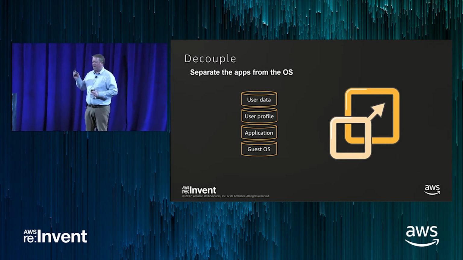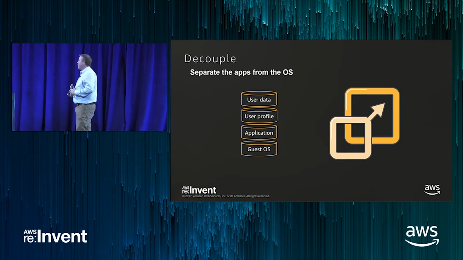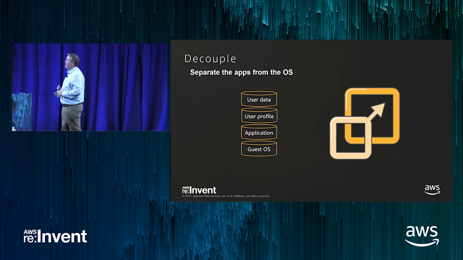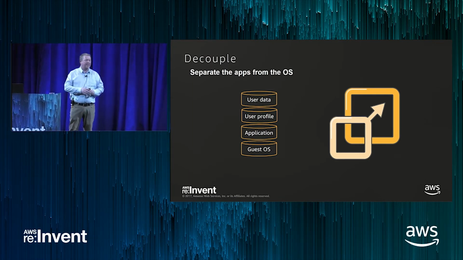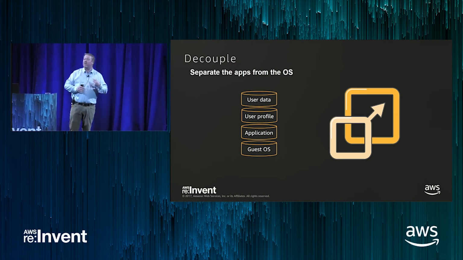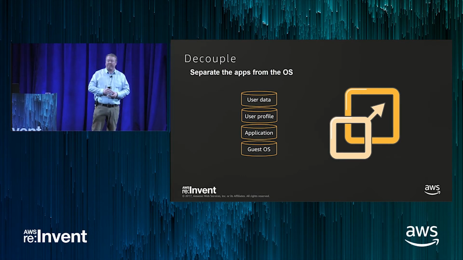So, what are we really talking about? We're really talking about decoupling the entire stack. So we're taking the guest operating system and treating that as just a pure OS. Then we have our applications, however they are deployed or delivered. We have our user profile, and we have our user data.